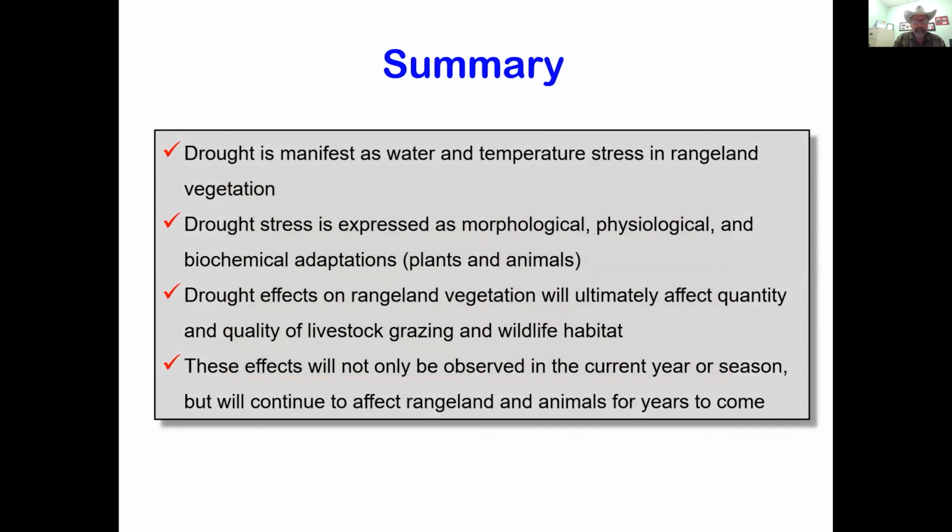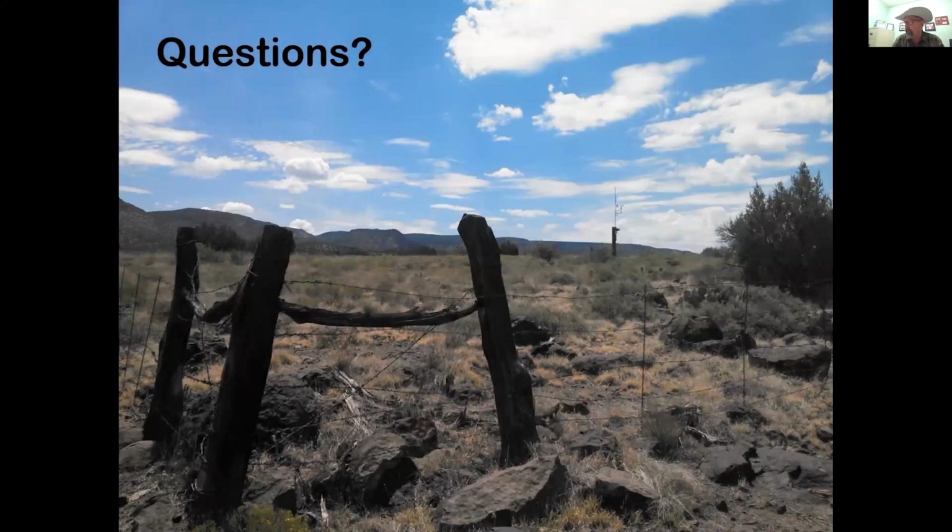So in summary, drought manifests as water and temperature stress in rangeland vegetation, things that we're aware of. Drought stress is expressed as morphological, physiological, biochemical adaptations in both our plants and our animals. The drought is going to have effects on range vegetation. That's ultimately going to affect the quantity and quality of both livestock grazing and wildlife habitat. Take-home message: these effects will not only be observed in the current year or season, but will continue to affect the rangeland and those animals as they interact across that interface for years to come. With that, I will stop, and hopefully we'll have a little bit of time possibly for some questions.